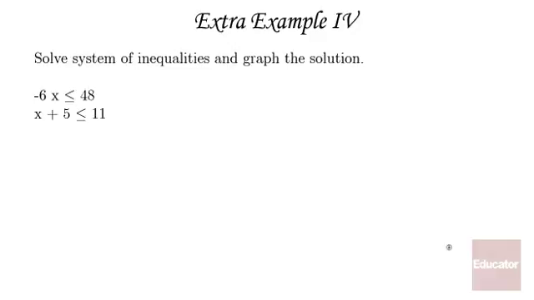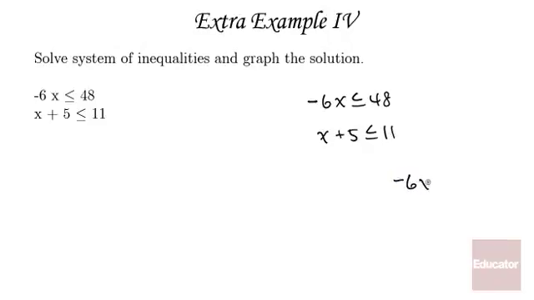Solve the system of inequalities and graph the solution. So let's take -6x less than or equal to 48 and x plus 5 less than or equal to 11. So let's solve each one separately, and then we'll see if the variable falls in between the two values.